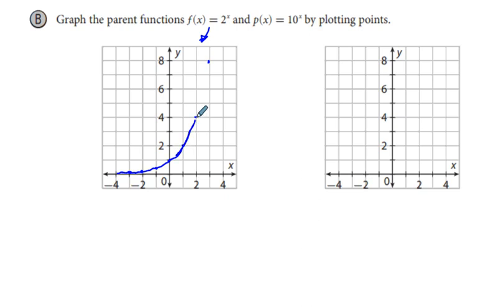Okay, it's kind of a little clumsy drawing this. Okay, more or less. Got a little off here. Anyway, now for this, p of x equals 10 to the x power. For -3, we have 1/1000th. Then we have 1/100th, and it looks like it's almost smashed right up against that x-axis. And then finally, at -1, we have 1/10th, and then we have 1.